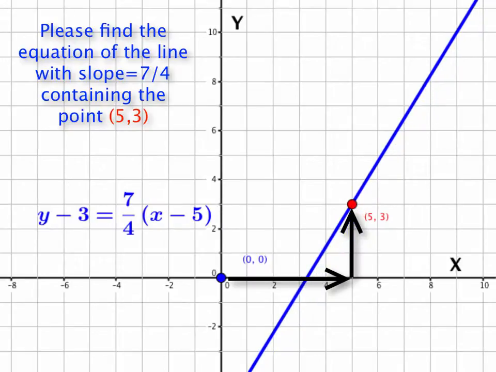And now we've got the equation for our graph, which is going to be a line with a slope of 7/4 containing the point 5, 3. Of course, I want us to be very familiar with the two other ways of representing this equation as well.